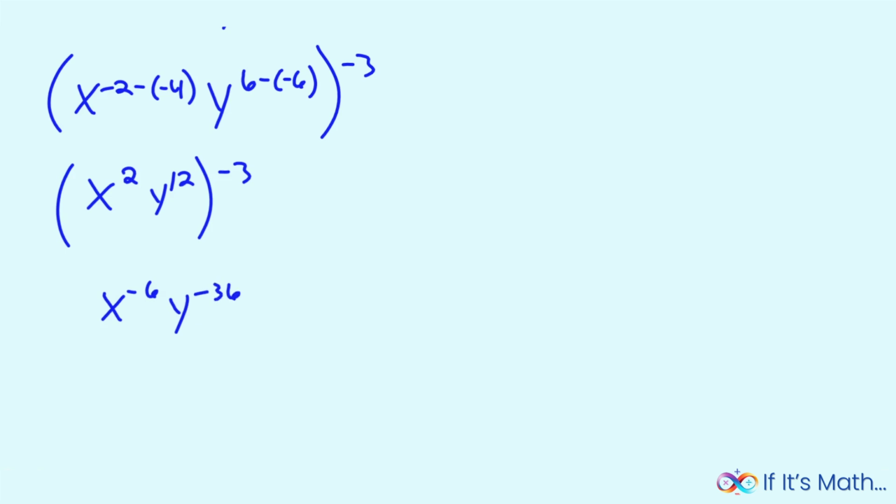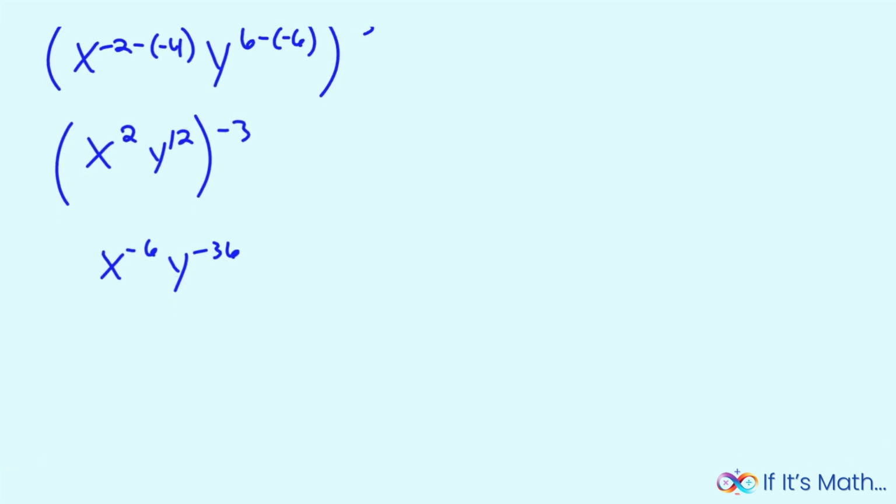And again, avoid the temptation to say that you're done, because we still have negative exponents. We got to get those negative exponents out. And remember, the key to that is that anything raised to a negative exponent, you need to flip it over to the other side of the fraction. And so you don't have a fraction here, so it's understood to be over 1, so you're going to flip it all over. So this is going to give you 1 over x to the 6th, y to the 36th. And that is going to be your final answer.